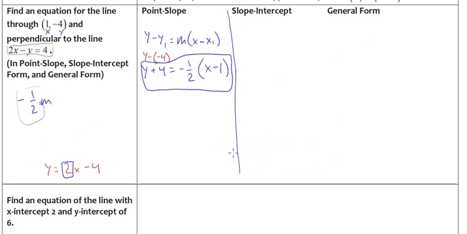For slope-intercept form, we have two different ways to go about it. You may have learned way back when you first started learning about slope-intercept form, you have y equals mx plus b, and you would plug in your slope once you found it.